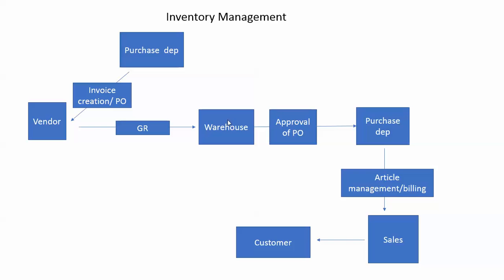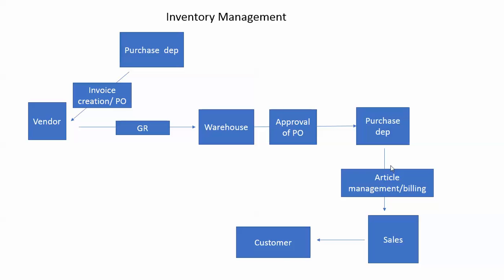Once the goods are received here, the process of approval starts. Then the purchase department comes into the picture again, and they validate all the approvals. Once the stocks are approved, the next step is article management or billing.